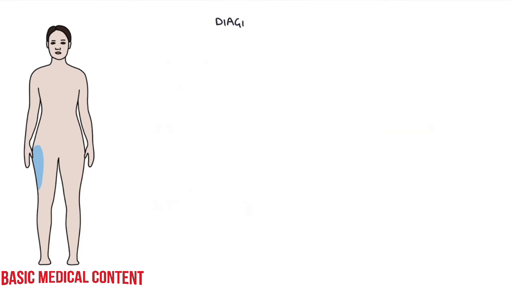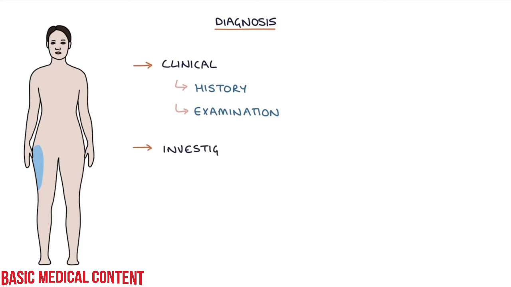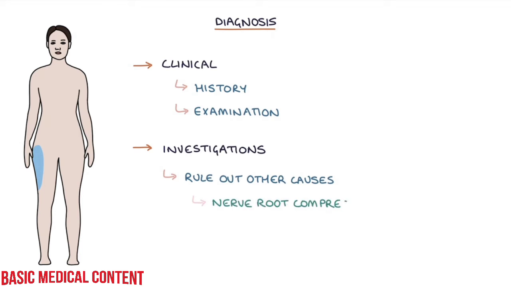So let's talk about the diagnosis. The diagnosis of meralgia paresthetica is mainly clinical based on the history and examination findings. Other investigations may be used to rule out other causes, for example, nerve root compression in the spine or pelvic tumours that may be compressing the nerve.